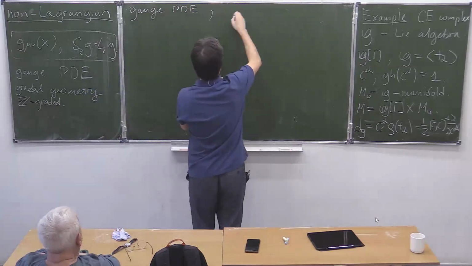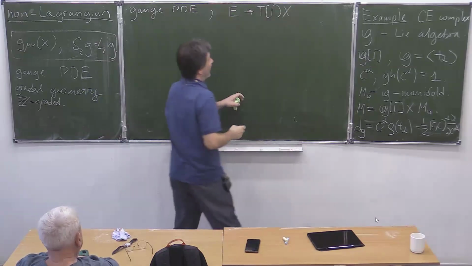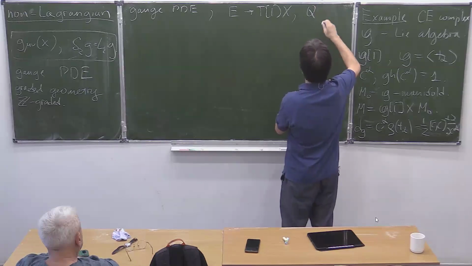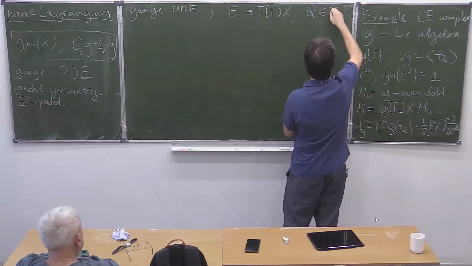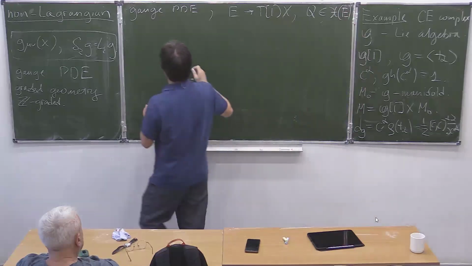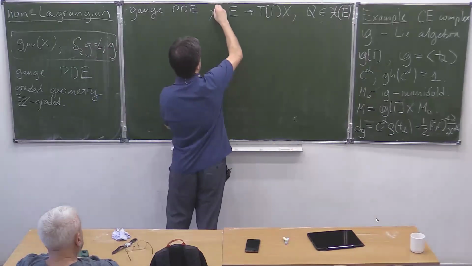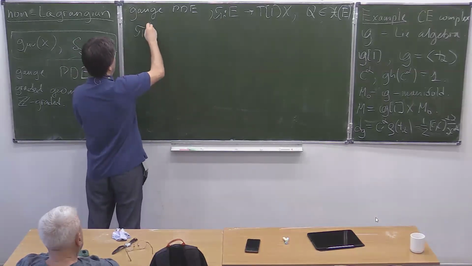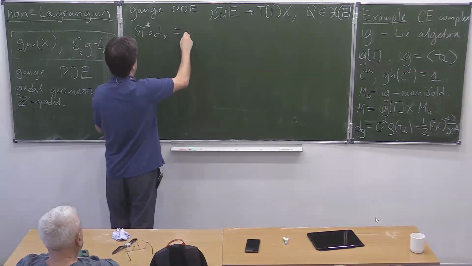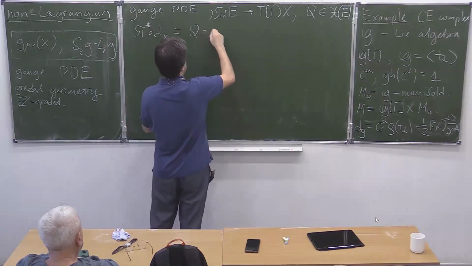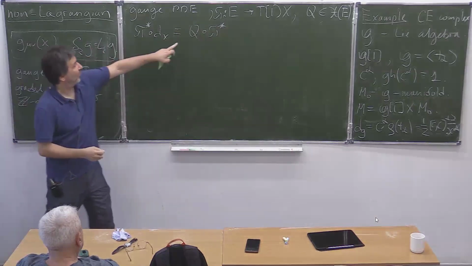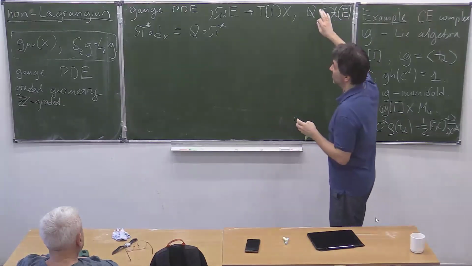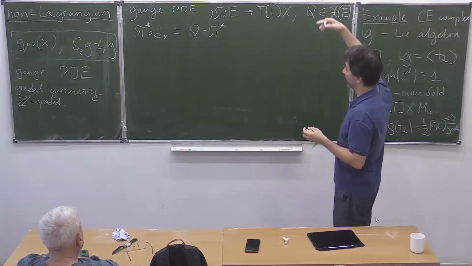a gauge PDE is a bundle E over T[1]X. X is the space of independent variables. So Q is a vector field on the total space. And the requirement is that it projects to the de Rham differential here by this projection. So it's a projectable vector field. In algebraic terms, it means that we have pi star d_X equals Q pi star. This means that the projection of Q is d_X. So for the moment, it's just the name for a Q bundle. It's a bundle in the category of Q manifolds.